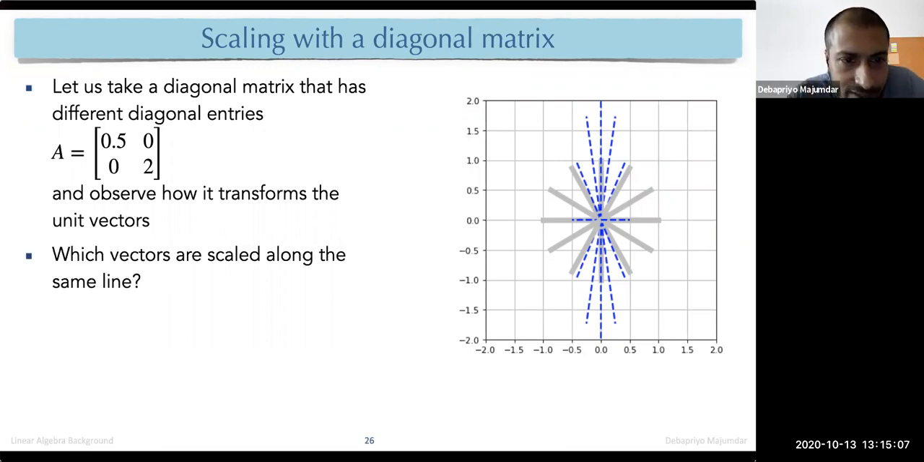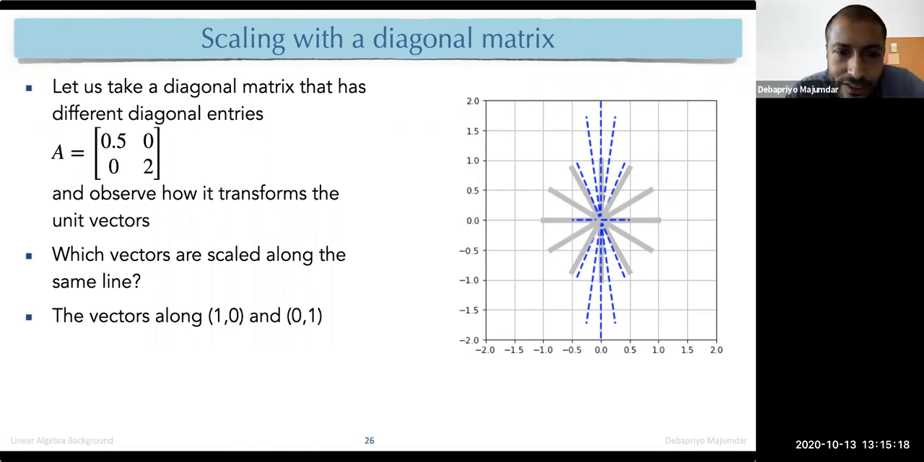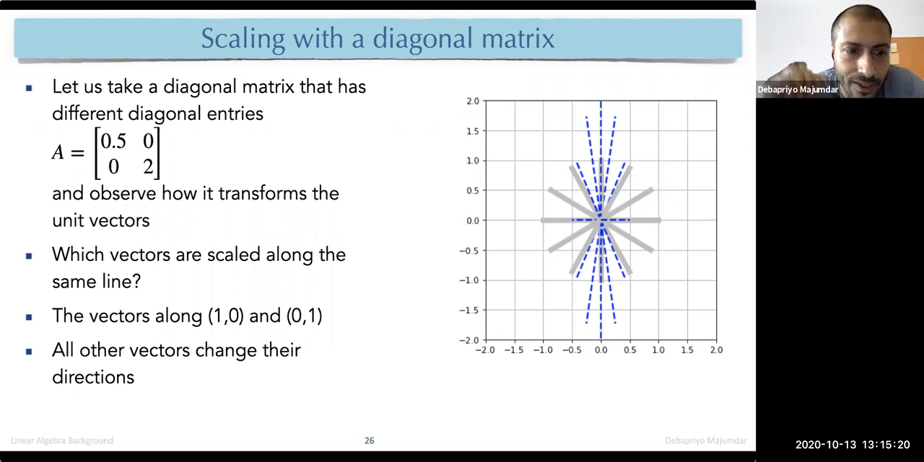Now I'll ask the same question. Which vectors are scaled along the same line? The directions are the same? X and Y axis. Just the vectors along 1, 0 and 0, 1. Okay, so all other vectors change their direction.